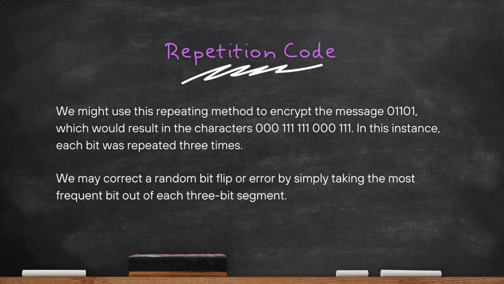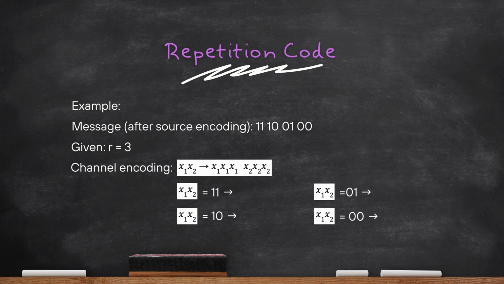And we may correct a random bit flip or error by simply taking the most frequent bit out of each 3-bit segment. So let us take this message for example. We have the message after source encoding, which is 11100100. So the given is r equal to 3, which means that this will be repeated 3 times. So your channel encoding will then be x sub 1 and x sub 2, which will then be repeated 3 times. So for the first one, we have our x sub 1 and x sub 2 as 1, 1.